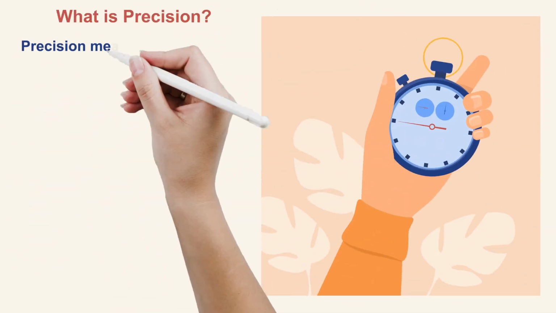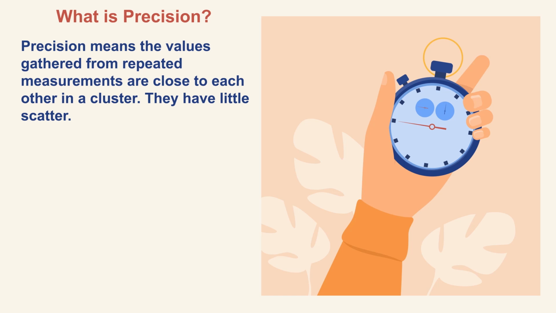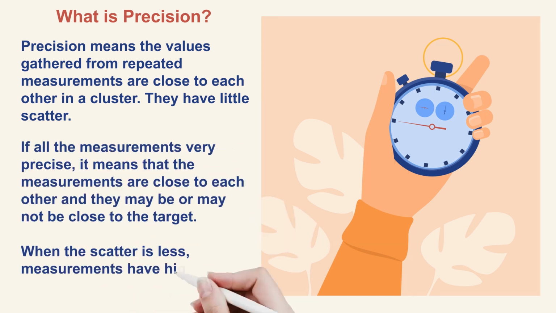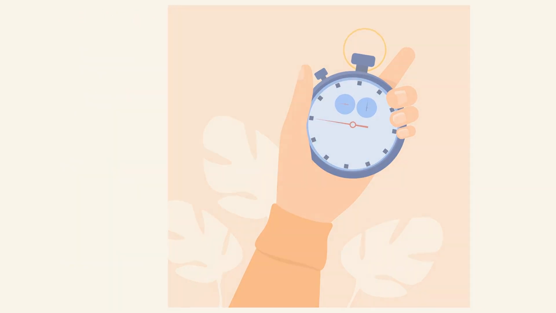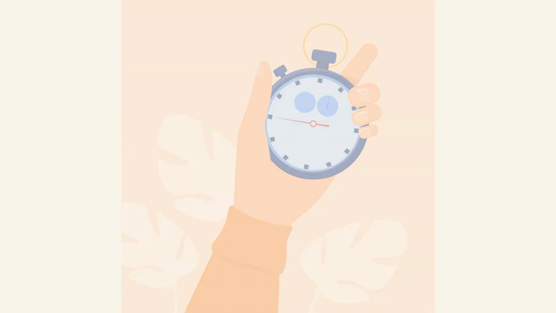What is precision? Precision means the values gathered from repeated measurements are close to each other in a cluster. They have little scatter. If all the measurements are very precise, it means that the measurements are close to each other and they may or may not be close to the target. When the scatter is less, measurements have high precision. For better understanding, let's go deeper into the subject.